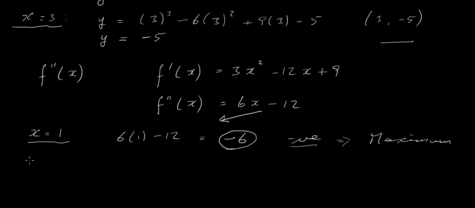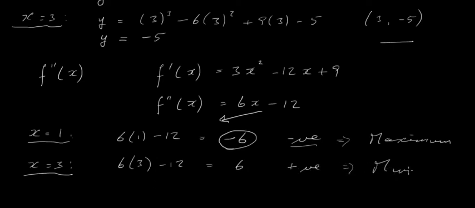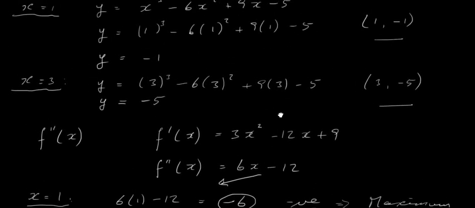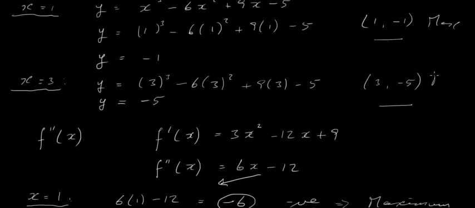So we'll put the other one in now. X is equal to 3. So that will give me 6 times 3 minus 12. That's 18 minus 12, which is plus 6. This is positive. That means this particular one is a minimum. So in other words, I've confirmed what I suspected anyway. This one here is a maximum, and this one here is my minimum. This is the local maximum, local minimum.